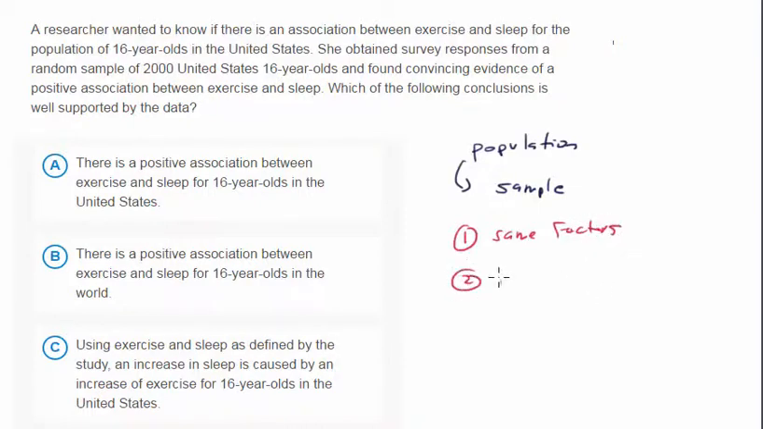And number two, it has to be random. Can't just be a very isolated segment of the population. It has to be a fair cross-section. And so let's take a look here. The researcher wants to know if there's an association, a connection between the two factors of exercise and sleep. And here's the population, 16-year-olds in the U.S. She obtained survey results from a random sample, so that's good. If it's random, it's a fair cross-section. 2,000, definitely enough. It's certainly high enough to be a fair sample of 16-year-olds in the U.S.